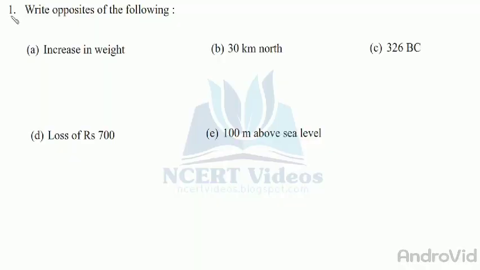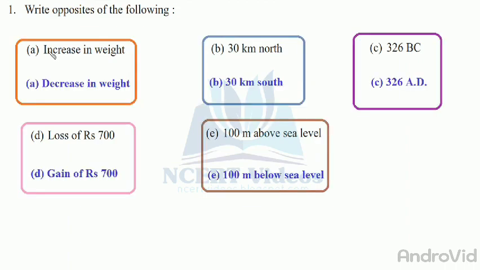Question first. Write opposites of the following. So we have to write opposites for increase in weight, 30 km north, 326 before Christ, loss of rupees 700, 100 meter above sea level. So if we have increase in weight, then opposite would be obviously decrease in weight.